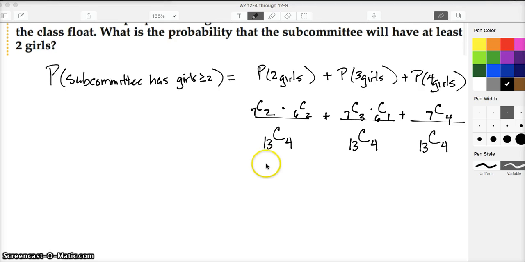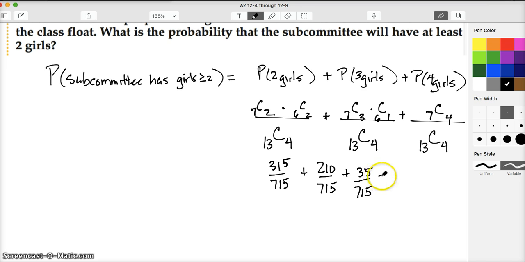So what we get when we do these calculations, for the first one, we would get 315 out of 715, and then 210 out of 715, and 35 out of 715. Then finally, when we add all of that up and reduce it, we get 112 out of 143. And of course, we can have our decimal answer, which is 0.78, a probability of 0.78.